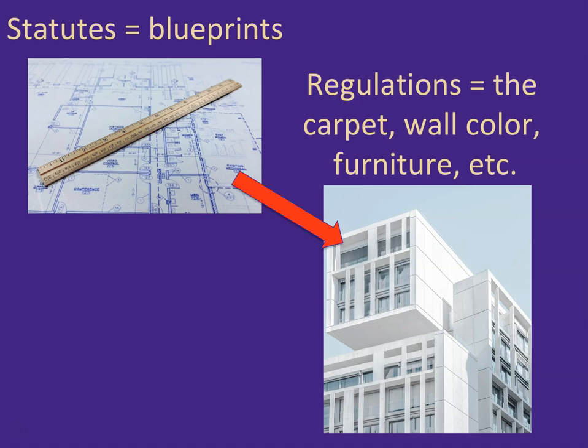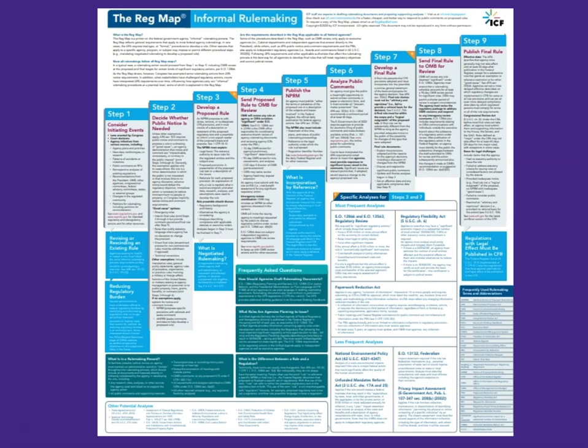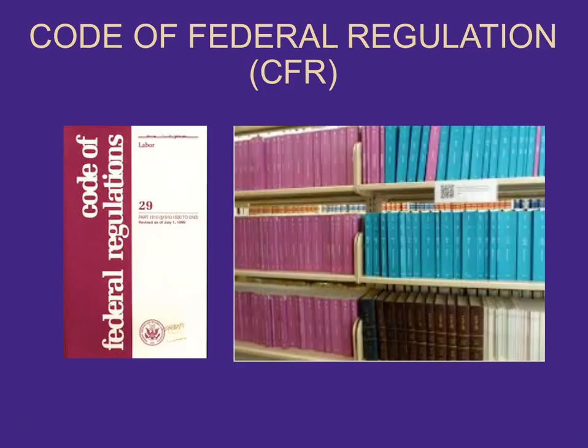In this way, the agencies are able to handle the nitty-gritty details that would be too cumbersome for Congress to debate and enact. The process by which agencies create regulations is fairly involved and is beyond the scope of this video. However, once those regulations are finalized, they are organized by subject and published in the Code of Federal Regulations, otherwise known as the CFR. Like the U.S. Code, the CFR's subject organization is done in titles.